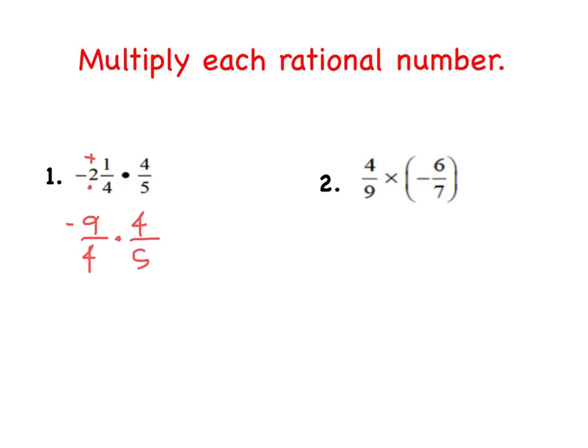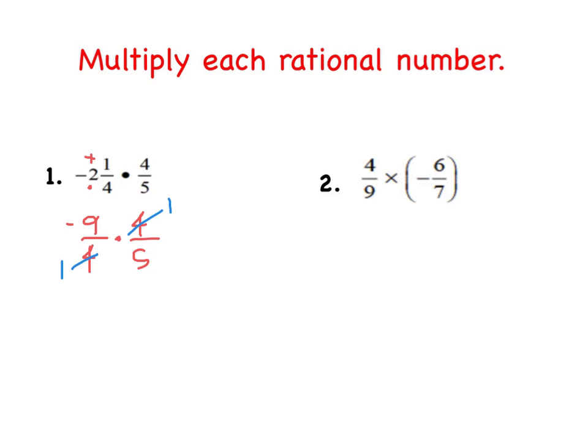I noticed that I can do some cross-canceling because these two have a common factor, 4. 4 divided by 4 is 1, so that becomes our new one. 9 and 5 don't have common factors though, so this is as far as I can go. I'm then going to multiply straight across.